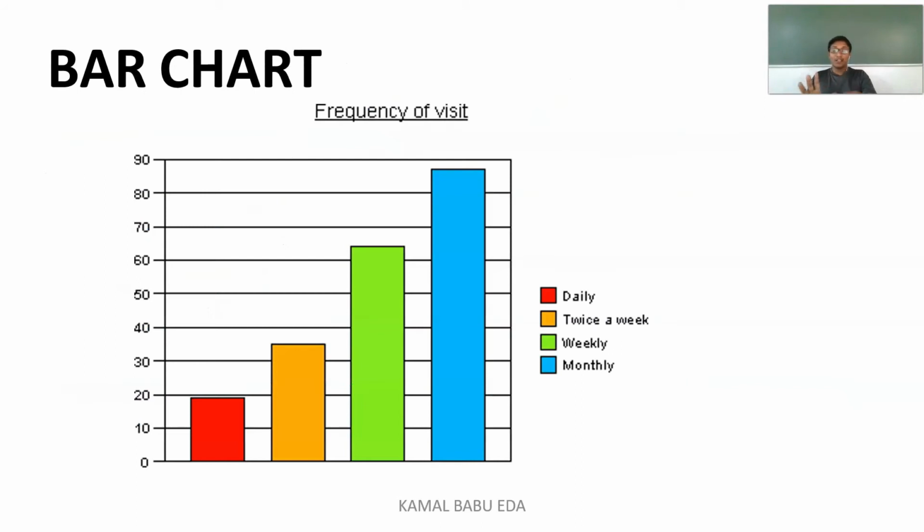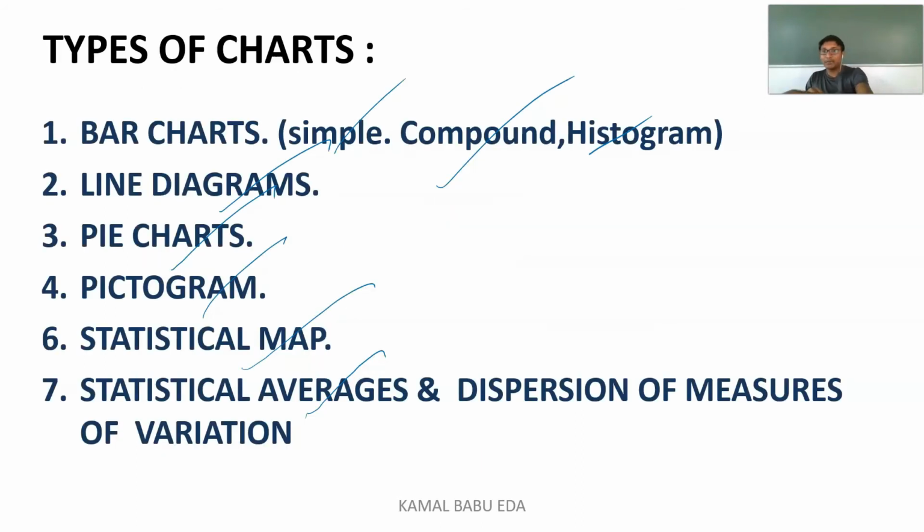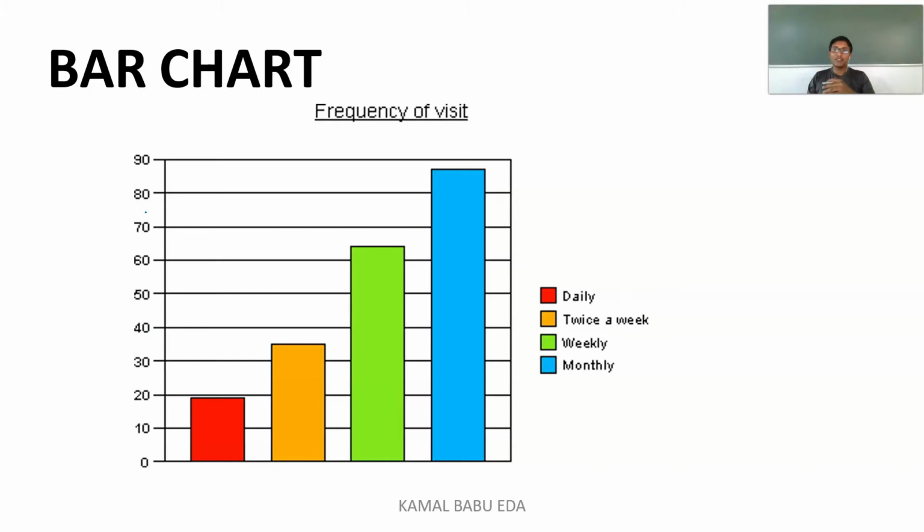If you see here, this is a bar chart. First I'm telling you what a bar chart is. Here we have bars. This red line indicates daily, meaning if a person is visiting you, how many times he has visited daily, how many times twice in a week, weekly, and monthly.